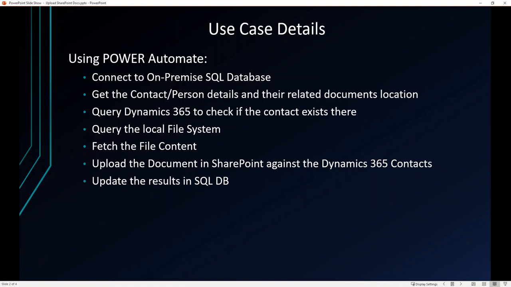If they do exist in Dynamics, then we will go back to our local system. We will fetch the file contents and upload those files in SharePoint Online for the Dynamics 365 contacts. And once this upload has been successful, then we will go back to SQL Server and write back to the table that this particular record has been successfully uploaded in SharePoint Online. So this is the use case details as you could see on this slide.